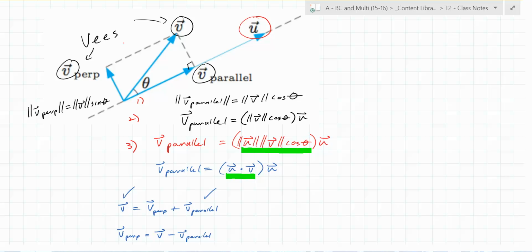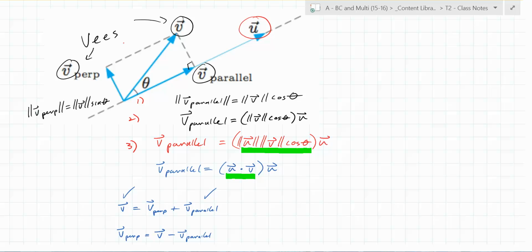Does this look familiar right here? Yes. What is that? Dot product. That is the dot product between U and V. So you replace it with the dot product of U and V. This is one thing you're going to have to memorize, which is V parallel is equal to U dot V times U.